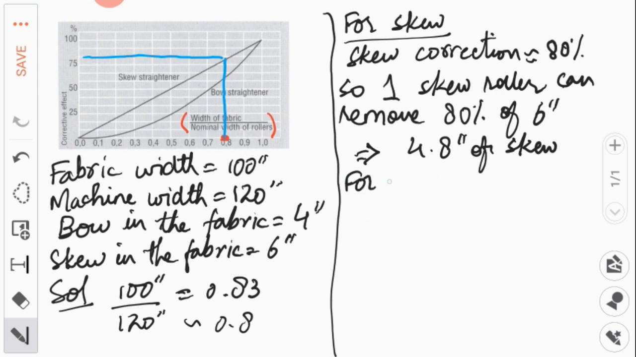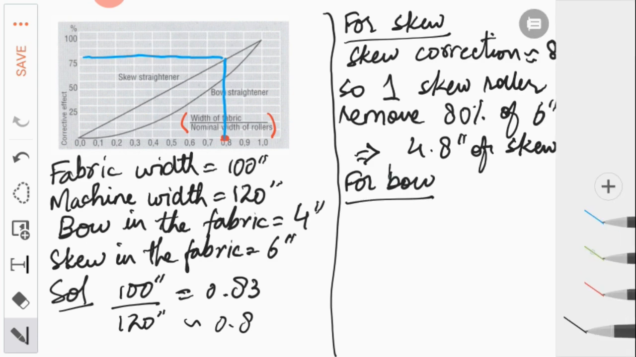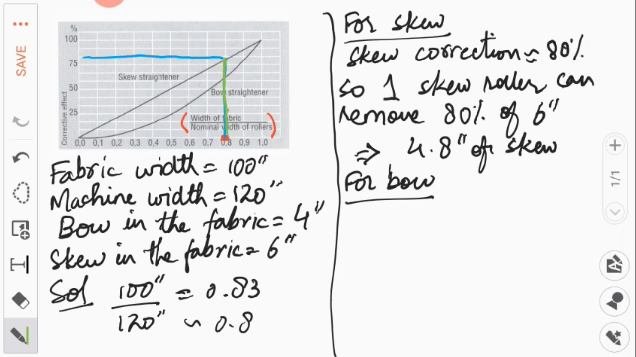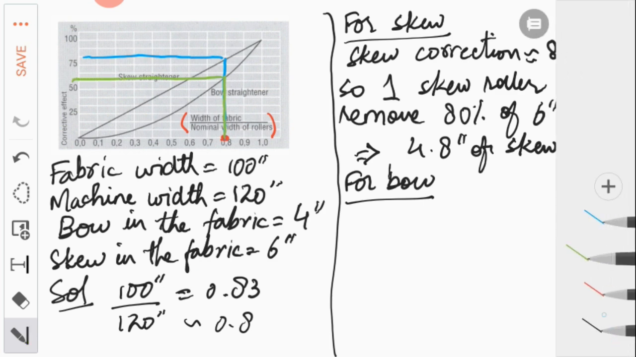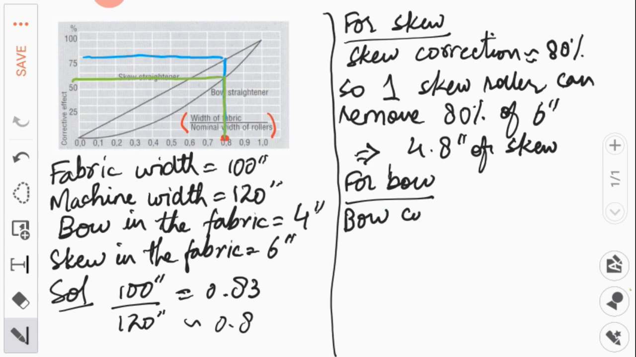Now let's see how we calculate the bow corrective effect. Once again, we start from this point, 0.8. We trace a line vertically upward, not all the way up to the skew straightener, sorry. We start from 0.8 and go vertically upward until we intersect the bow straightener curve, and then we trace it horizontally until the line intersects the corrective effect percentage. So from this graph you can see that the bow correction in percentage is approximately 50%, let's say.